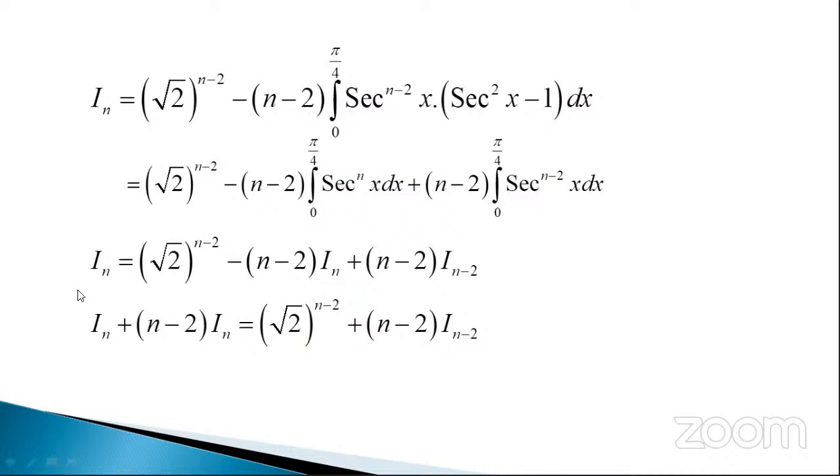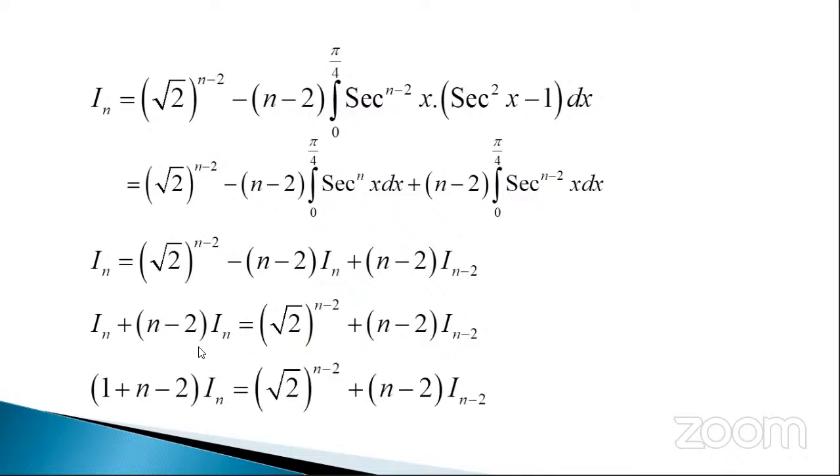This term goes to this side, minus becomes plus. What is the common factor here? I n. 1 plus n minus 2 means n minus 1. So n minus 1 into I n is equal to root 2 whole to the power of n minus 2 plus n minus 2 into I n minus 2. Am I clear? Now, what is the simplification of this? This n minus 1 goes to the other side. We have to find the value of I n only, that's why this term goes to that side.